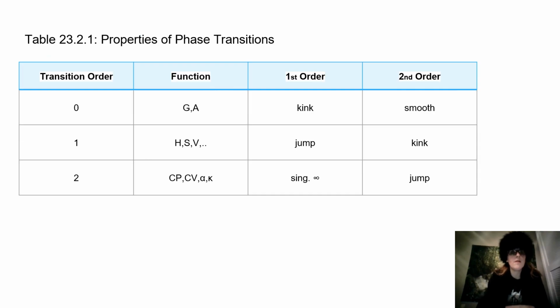Table 23.2.1, Properties of phase transitions. Transition order 0, function G, A: first order kink, second order smooth. Transition order 1, function H, S, V, etc.: first order jump, second order kink. Transition order 2, function C_p, C_v, alpha, kappa: first order singularity, infinity, second order jump.